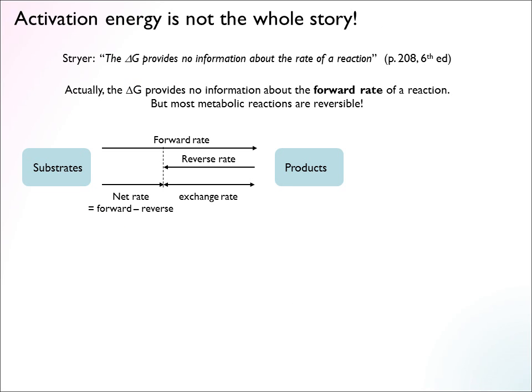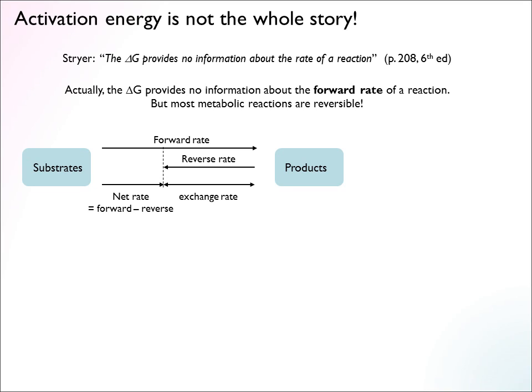I'd like to point out one property of the Gibbs energy that's not talked about so much in biochemistry books. If you read Stryer or any other biochemistry book, you'll probably find a statement saying that the delta G of a reaction, the Gibbs free energy difference, provides no information whatsoever about how fast the reaction goes. That's true about the forward rate of a reaction. If you have something that is irreversible, that's absolutely true. Then it's only the activation energy that determines how quick a reaction will go.